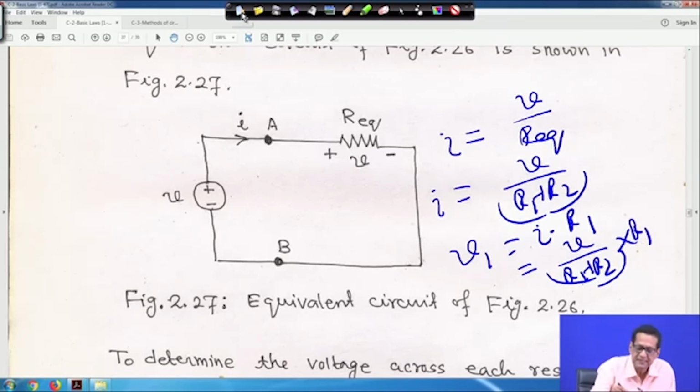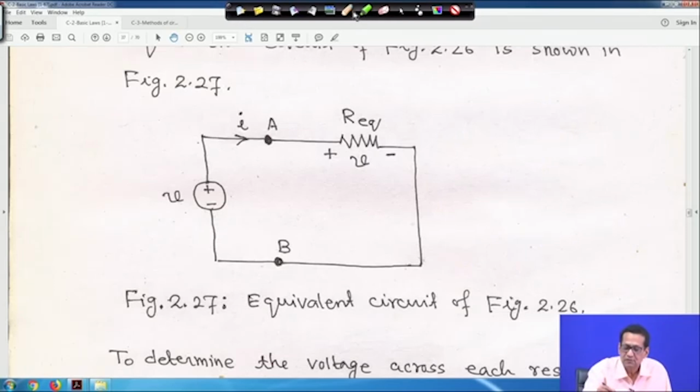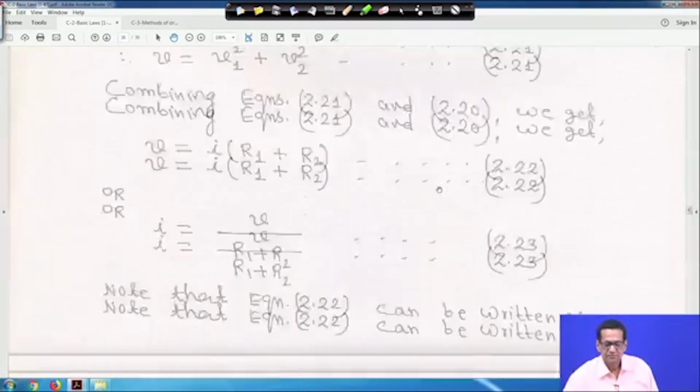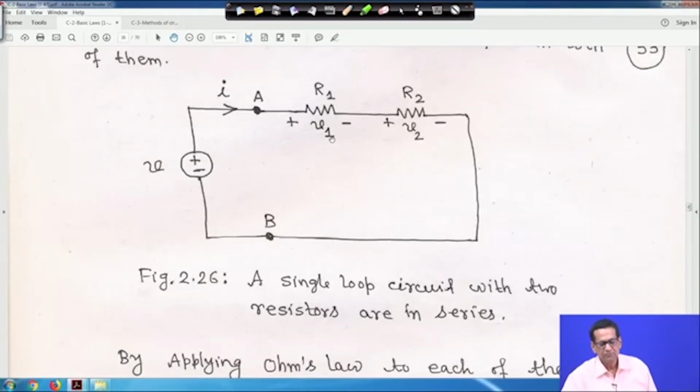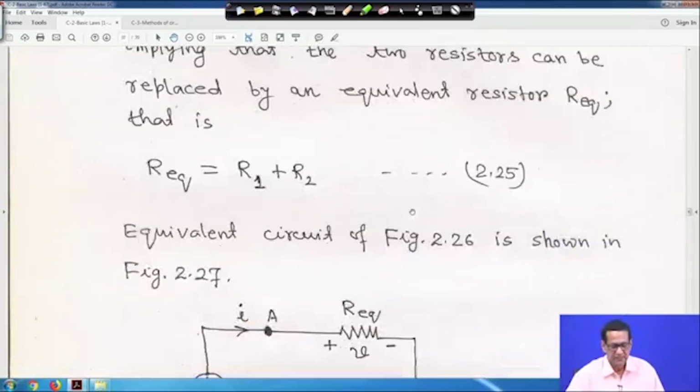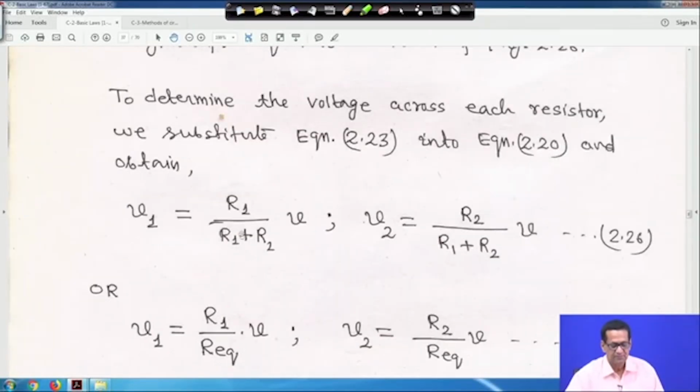Let me clean it first, then I will go. All right, so if you come to this circuit, V1 is equal to I into R1 and I is equal to V upon R1 plus R2. So basically it is R1 into V upon R1 plus R2. So what we are doing here is that V1 is equal to R1 by R1 plus R2 into V. Similarly, V2 is equal to I into R2, and just now we have seen I is equal to V upon R1 plus R2. So V2 is equal to R2 into V upon R1 plus R2.